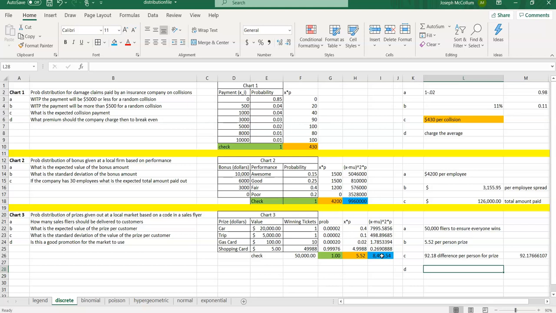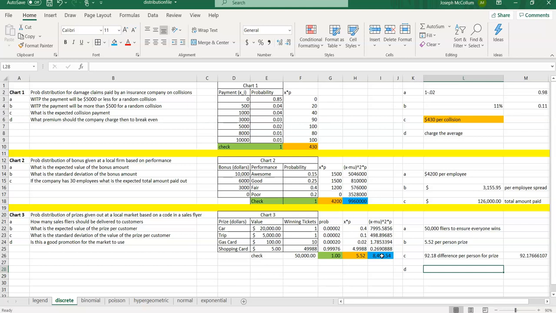Remember, spread helps us understand what is an outlier, what is not an outlier when it comes to distributions. We know the center, the typical person, will get a $5.52 prize. We know the spread, the difference between two customers, is about $92.18. So now we come to the real life question. All of them are real life.